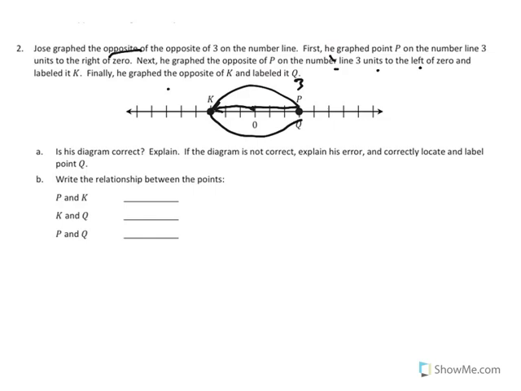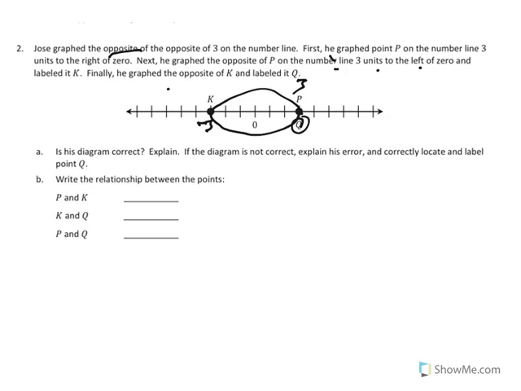So the first question says, is this diagram correct? Is it correct how we did it? Yes or no? Okay, the correct answer is yes, he did it correctly, because the opposite of the 3 was the negative 3, so this was negative 3, this was positive 3, and then the opposite of negative 3 brings you back to the original number, which is 3 again.